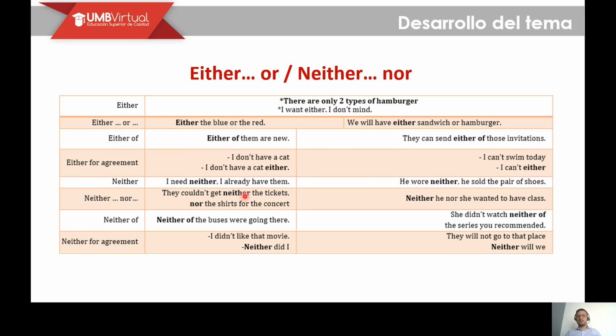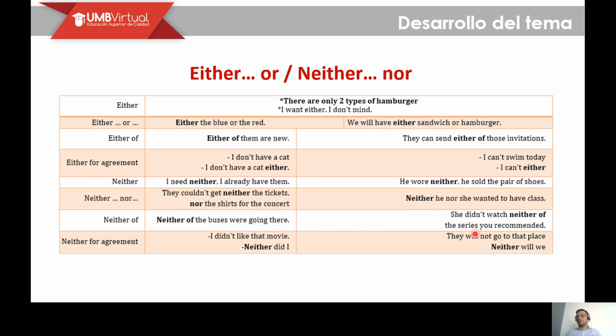They could get neither the tickets nor the shirts for the concert. No pudieron comprar ni los tiquetes ni las camisetas para el concierto. Or neither he nor she wanted to have class. Ni él ni ella wanted to have class. So for you to play with those items. Neither of the buses were going there. Ninguno de los buses were going there.